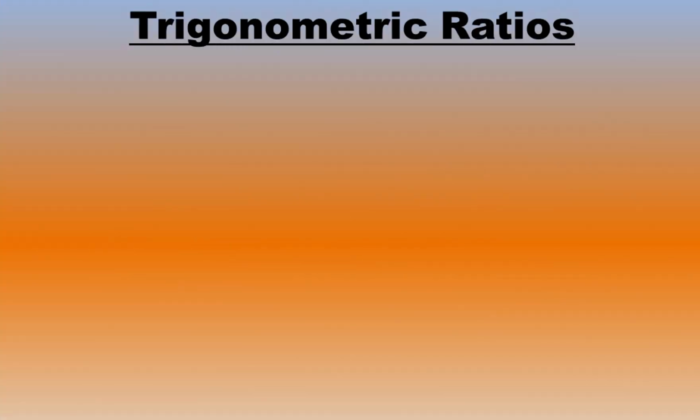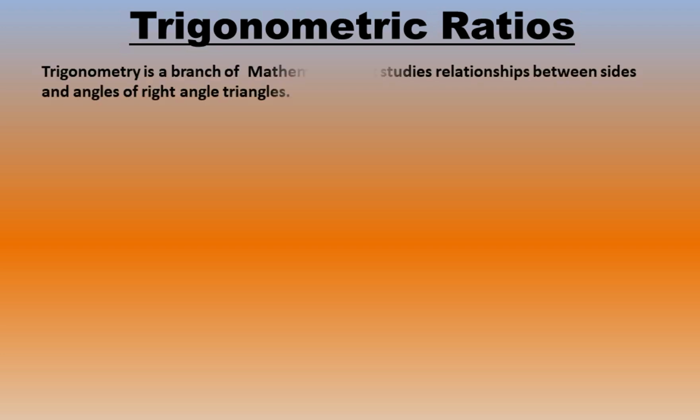Today we are going to learn basic trigonometry, that is trigonometric ratios. Trigonometry means the word trigono means triangle, metric means measures, that is triangle measures. Trigonometry is a branch of mathematics that studies the relationship between sides and angles of right angle triangles.